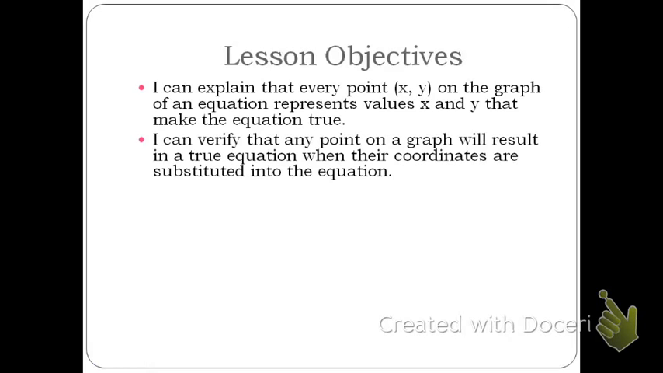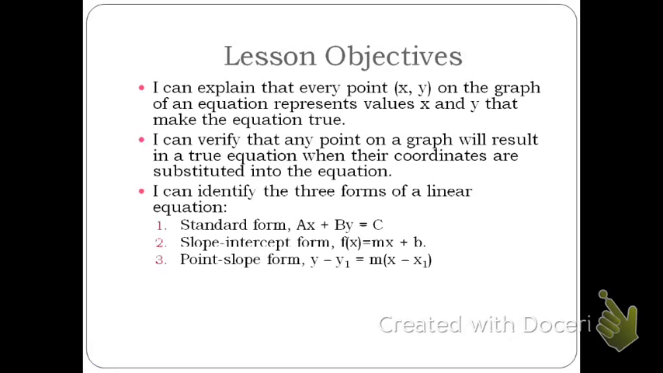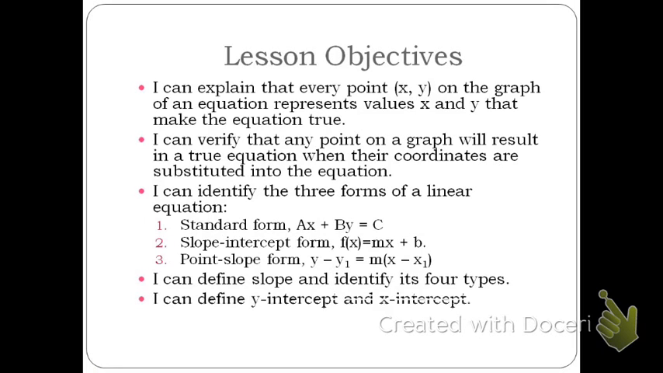You can verify that any point on a graph will result in a true equation when the coordinates are substituted into an equation. You can identify any of the 3 forms of linear equations, which are standard form, slope-intercept form, and point-slope form. You can define slope and identify its 4 types. And finally, you can also define what a y-intercept and an x-intercept is.